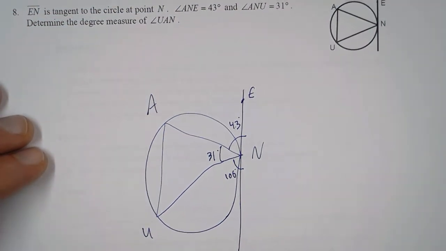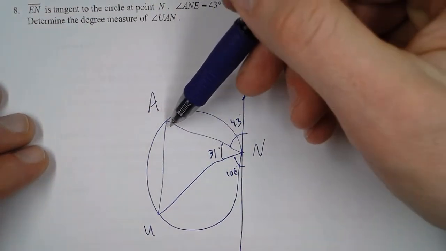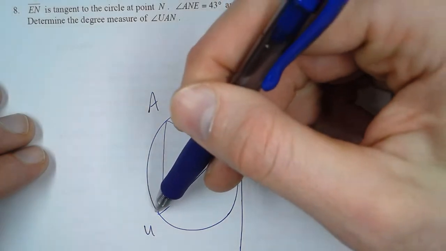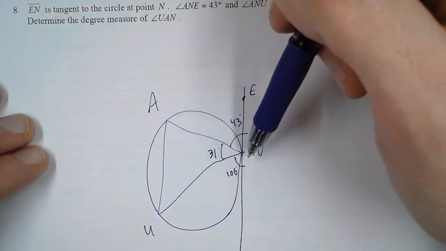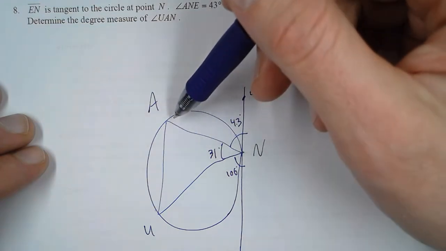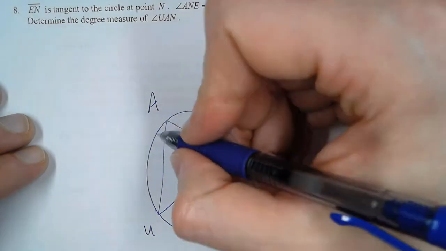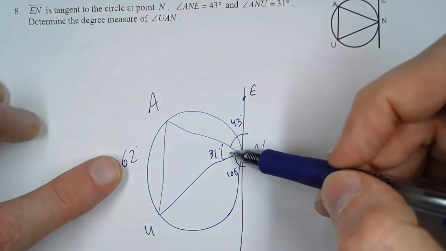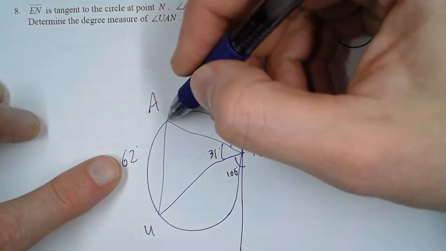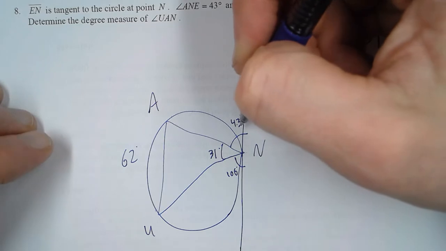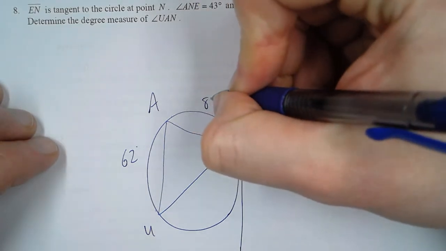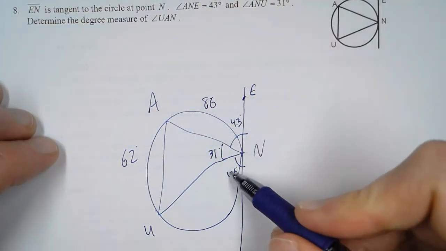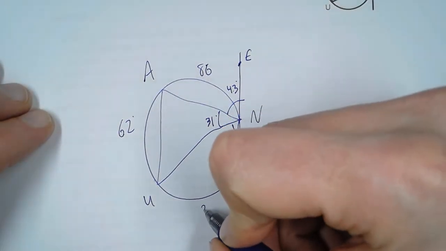Now, the key thing to remember is that this angle is not a central angle. I believe it's an inscribed angle, is what we call it. And so this arc length is 62. It's double what this one is. And so the same thing can be said for this arc out here. This is 43, so this is 86. This arc is 106, so this is 212.